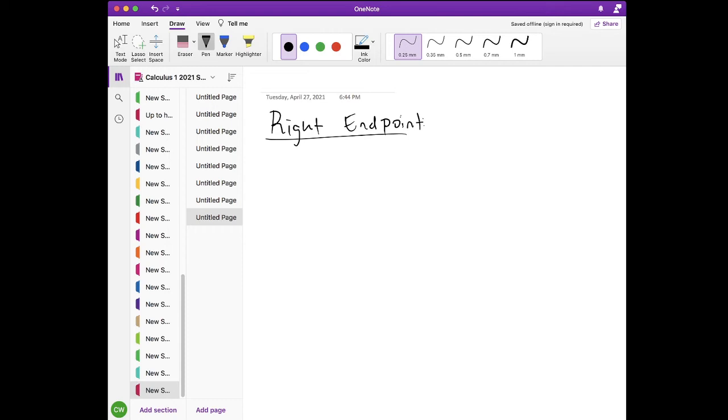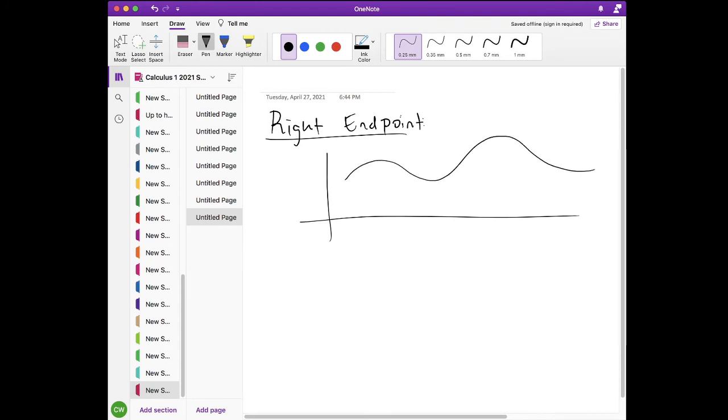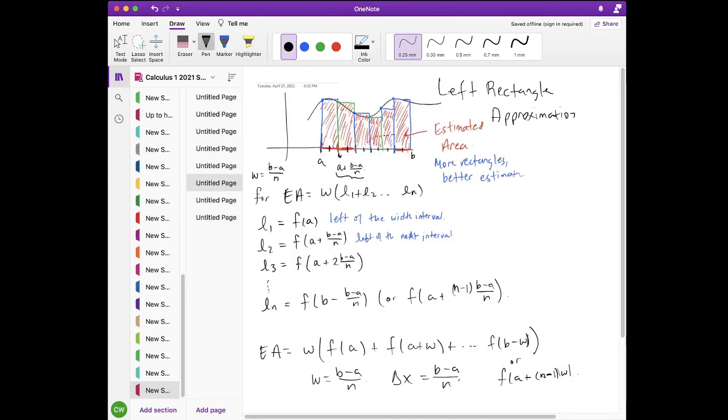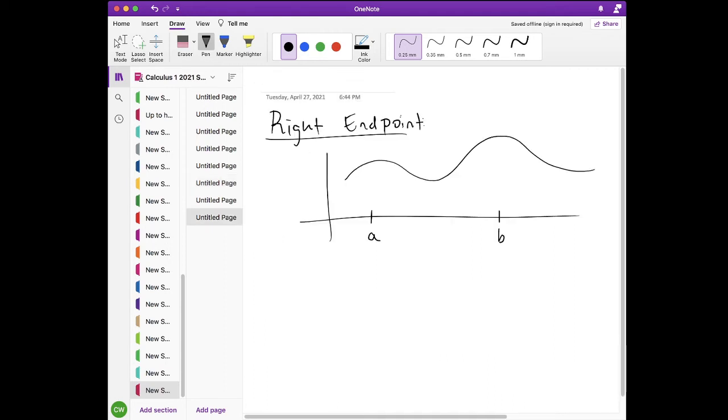All right, so let's use the right endpoint method. It's really going to be the same thing, but we're going to choose the opposite. Here we chose the left of the width interval, and here we're going to choose the right of the width interval. So the widths are still going to be the same, but our lengths are going to be a bit different.